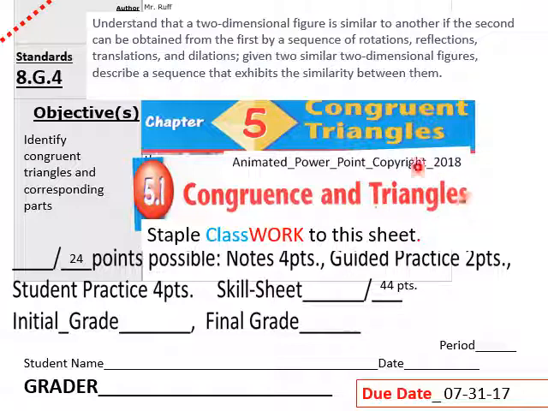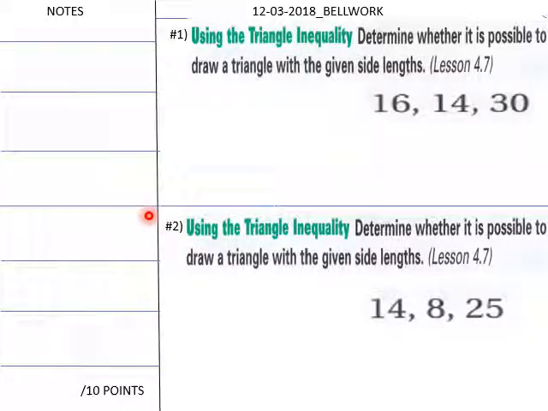5.1, congruence in triangles. 44 points here of classwork, and then 24 points of note-taking. If there's not enough room on the classwork sheet, staple your classwork to this sheet, and then take a picture of it with your phone, and then email it to me and I'll grade it for you.